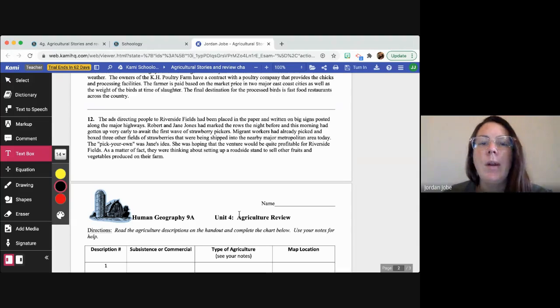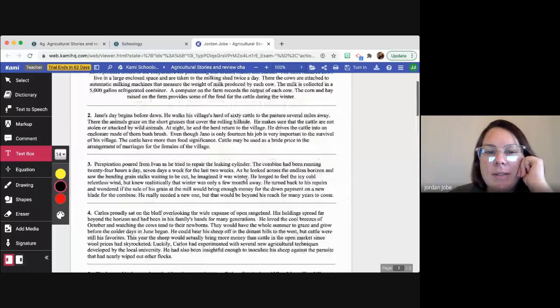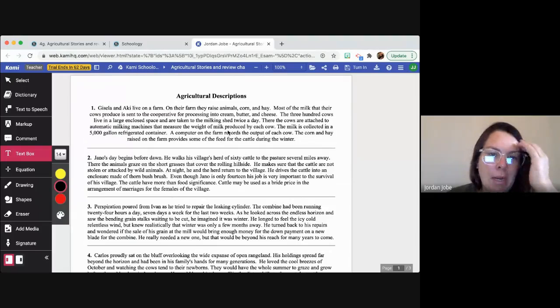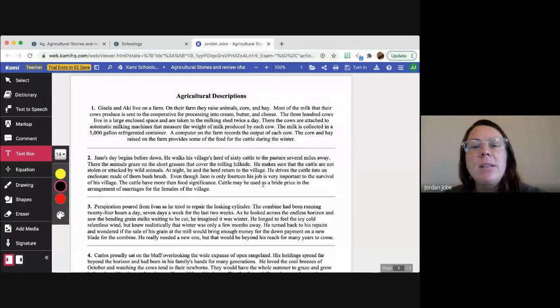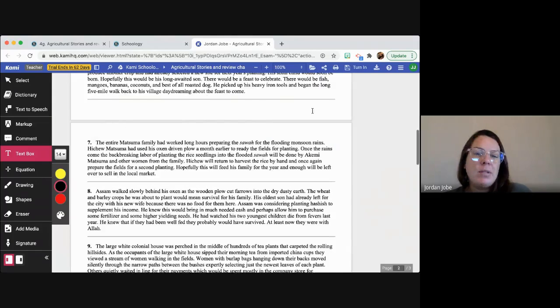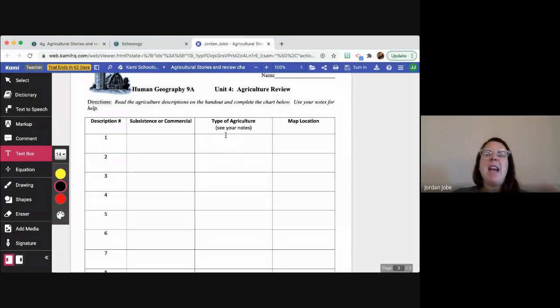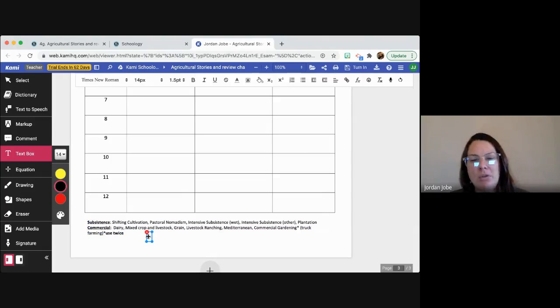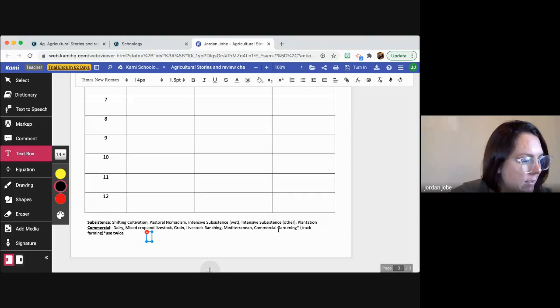Okay, we have 12 short agricultural descriptions, like 12 short little stories about different types of agriculture. What we're going to be doing is reading over these descriptions and figuring out, are they talking about subsistence agriculture or commercial agriculture? And once we figure that out, we're going to figure out what the specific type of agriculture is and what the specific name is. We have all of the types of agriculture down here at the bottom of your chart. You will use each of these types of agriculture once, except for commercial gardening, which we will use twice.